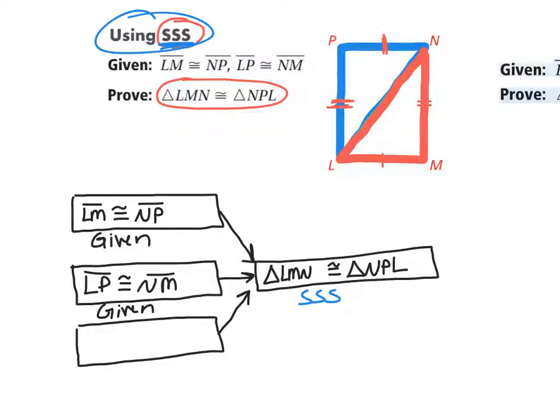And so we can say that line segment LN is actually congruent to itself because it's the exact same line segment. Both of those triangles actually share that side as one of their sides. So we know that line segment LN is congruent to line segment LN by the reflexive property.